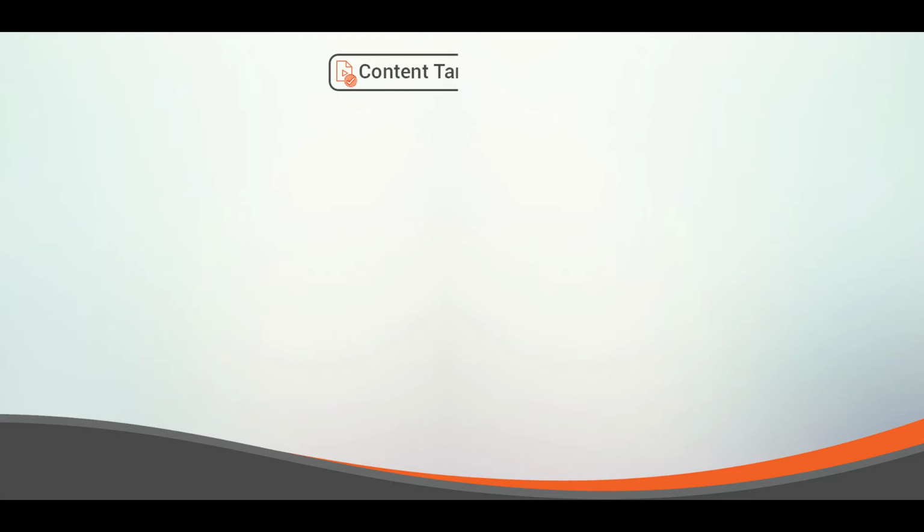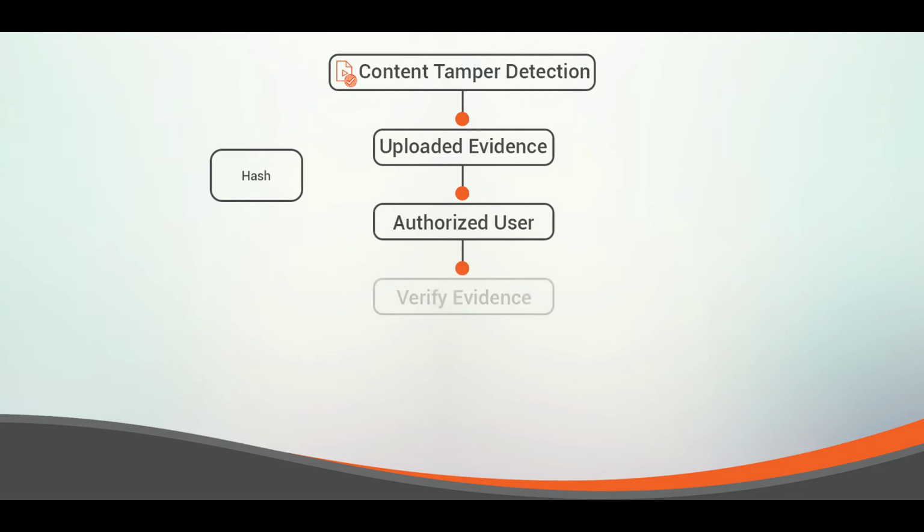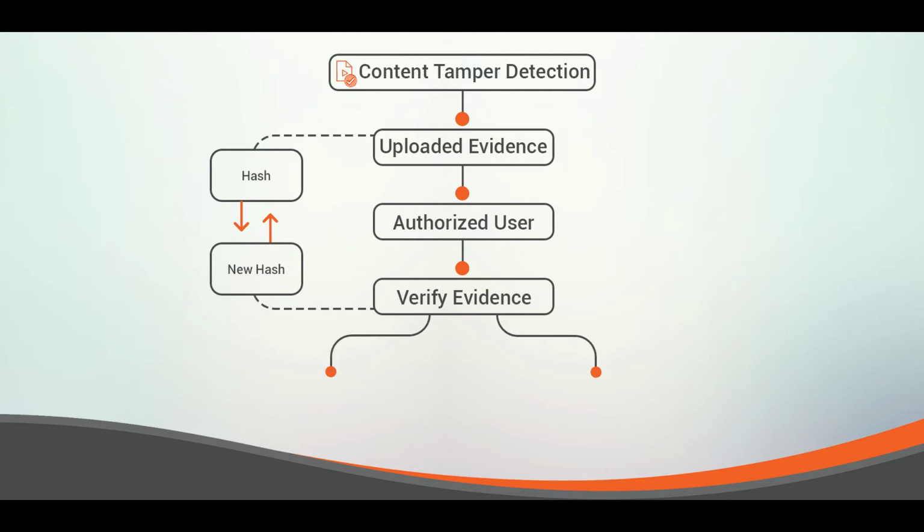Content tamper detection in VIDIZMO DEM works in a way that, when evidence has been uploaded, its hash is stored in the database. Whenever an authorized user verifies that evidence, a new hash regenerates and is compared to the one which was generated earlier. If both evidence hashes are found to be the same, the evidence would be marked untampered, or tampered in the other case.